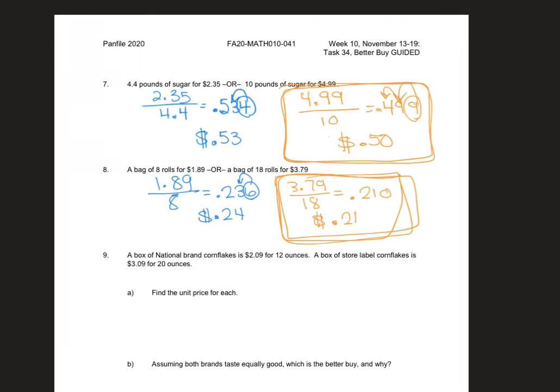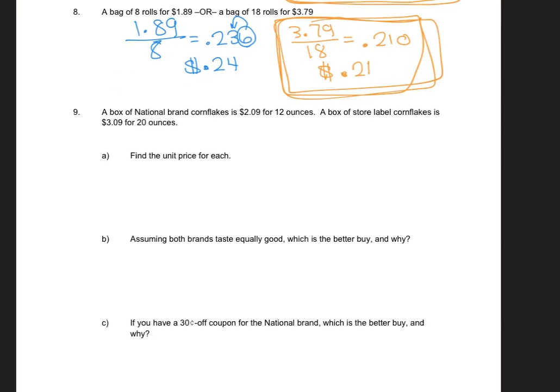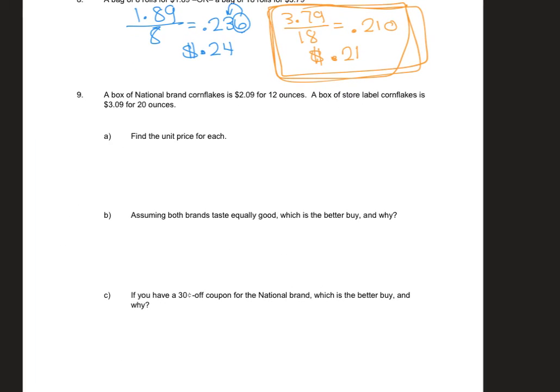All right, so now looking at number 9, this is a really good real life question, and it's something that's really relevant to your life. So we have a box of national brand cornflakes for $2.09 for 12 ounces. We have a box of store label cornflakes for $3.09 for 20 ounces. Find the unit price for each. So I'm just going to label, this one's A and this one's B. Okay, so A is going to be 209 over 12, and B is going to be 309 over 20.